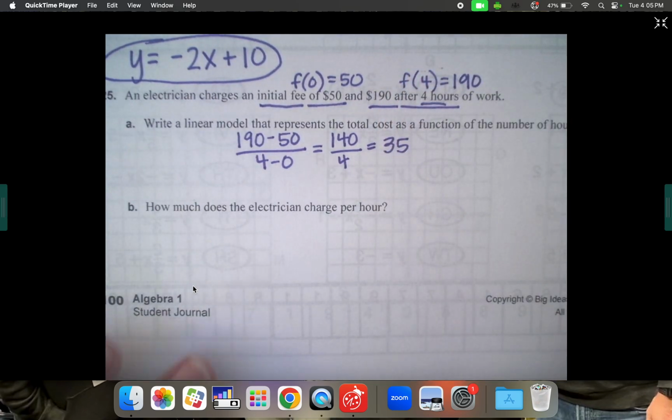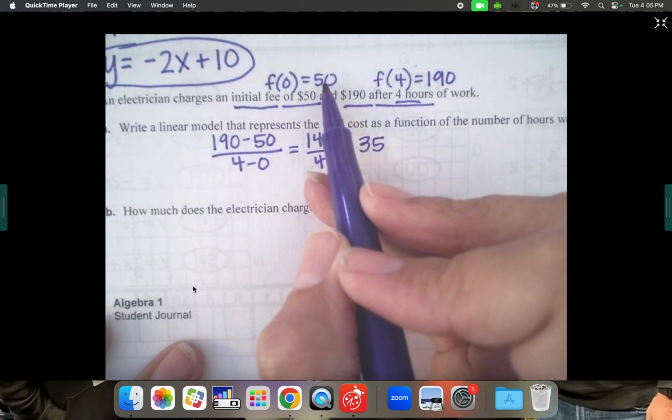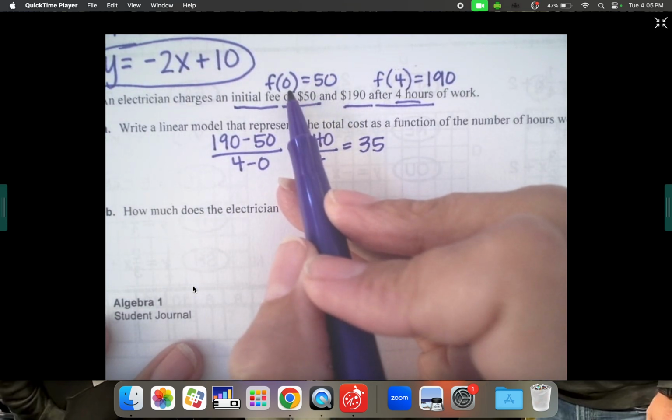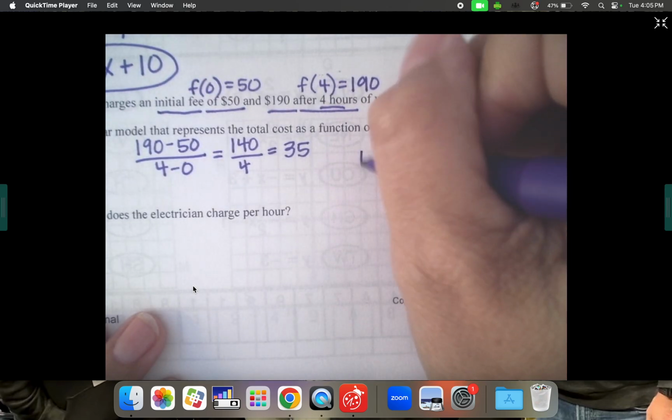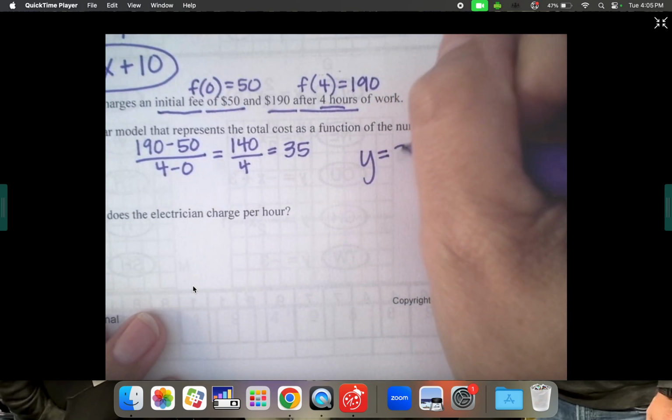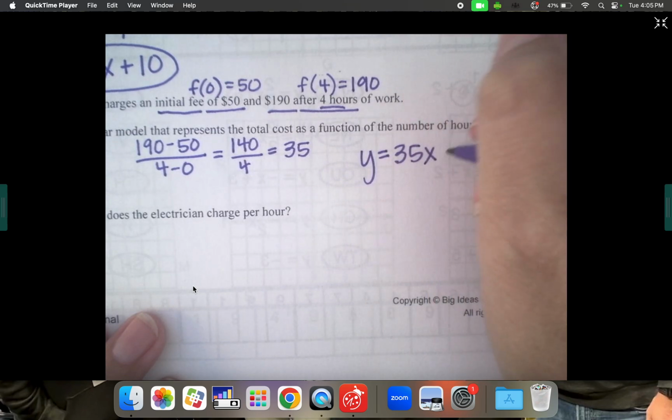Okay, so you know that we started at $50, so that's your y-intercept. At 0, it was 50. Your slope is 35. So your linear model is y equals 35x plus the initial amount, $50.